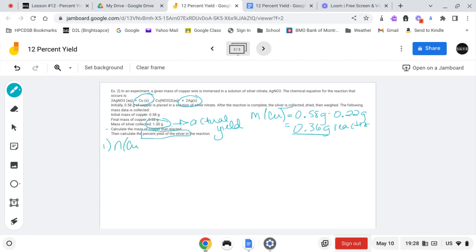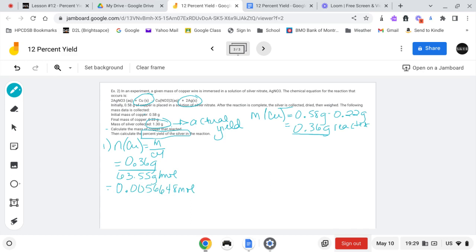So we're going to figure out the moles of copper, and we're going to take mass divided by molar mass. So we have 0.36 grams, and we're going to divide by the molar mass of copper, which is 63.55 grams per mole. And again, you should always have your periodic tables handy so that you can follow along and double check my work. So we're going to take 0.36, divide by 63.55. I'm getting a mole value of 0.00566648 moles.